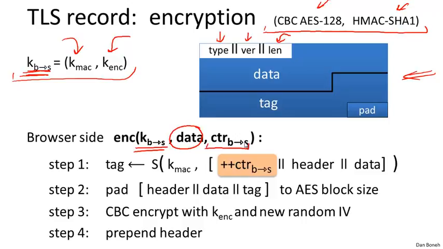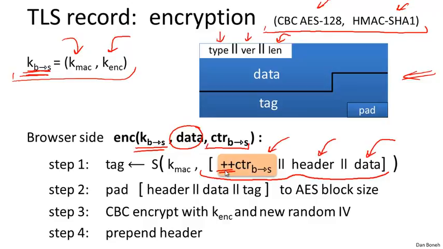What it would do, first of all, is MAC the following data. Here is the actual payload that's MACed, but the header is also MACed. And in addition, the current value of the counter is also MACed, and of course, the counter is incremented to indicate the fact that one more record has been sent.